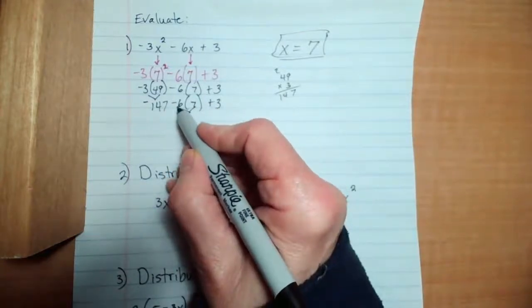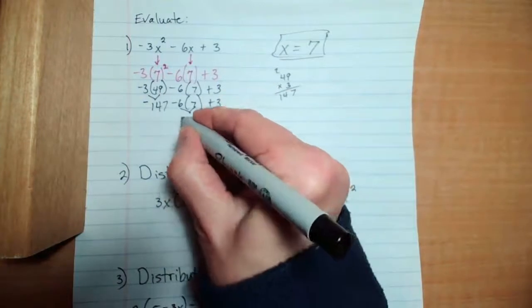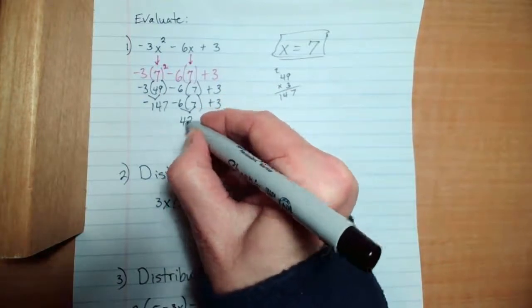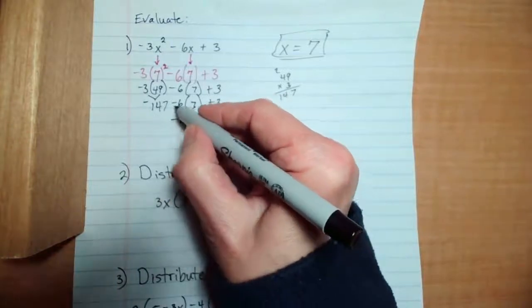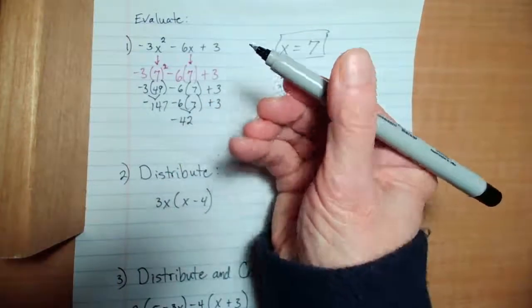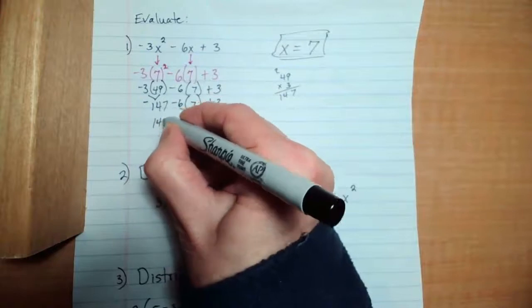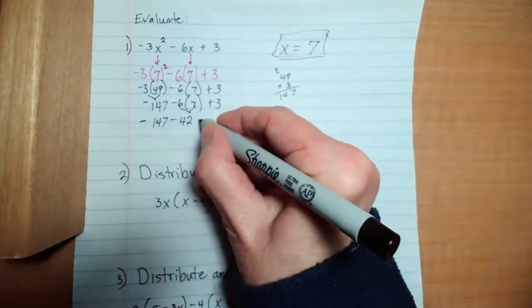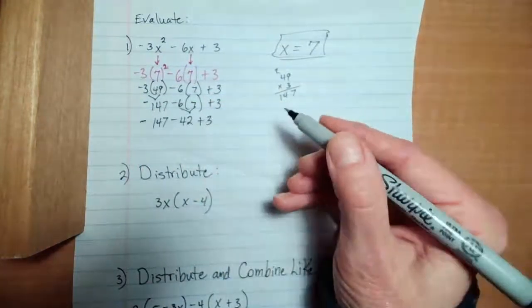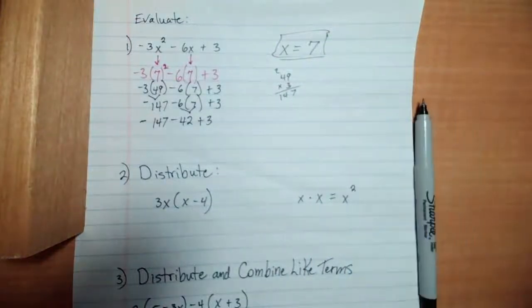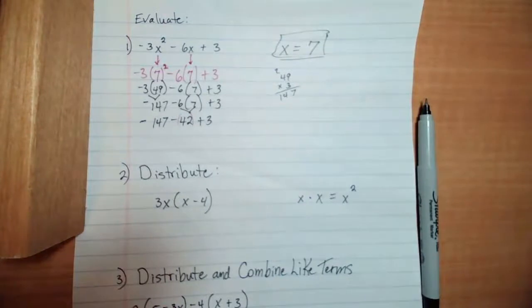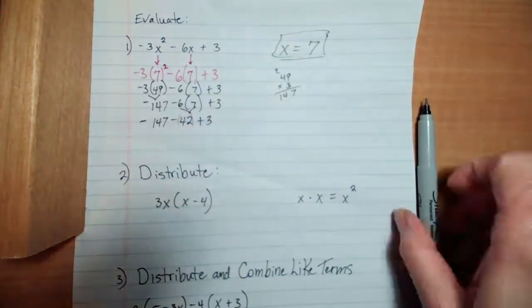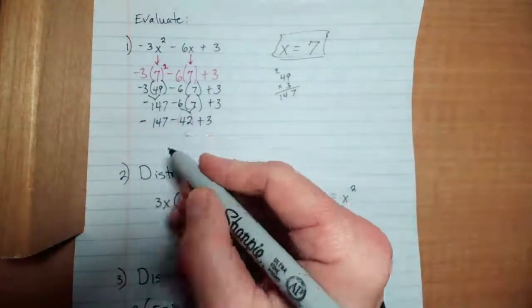So I have a negative 6 times 7. 7 times 6 is 42, negative. Or think of just 6 times 7 is 42 and bring down your subtraction sign. It doesn't matter. Either way will work. Now I have negative 147 minus 42 plus 3. I have subtraction, I have addition, so I'm going to go left to right.